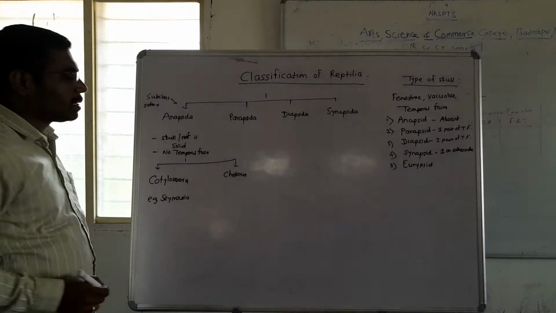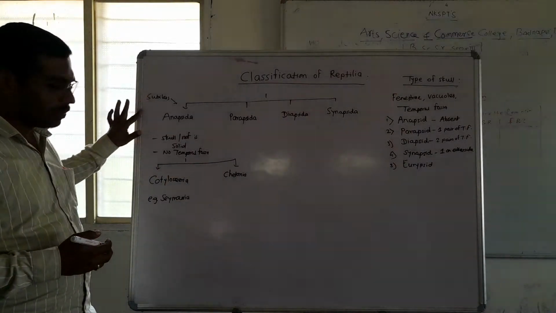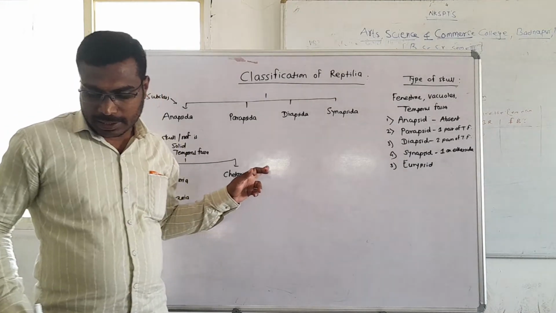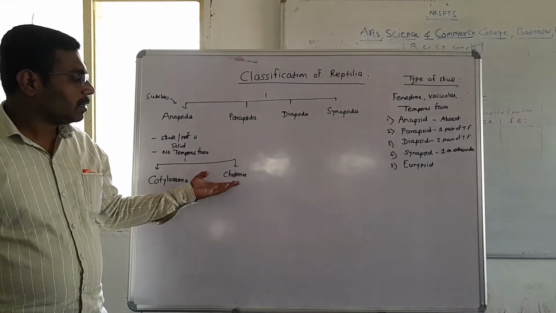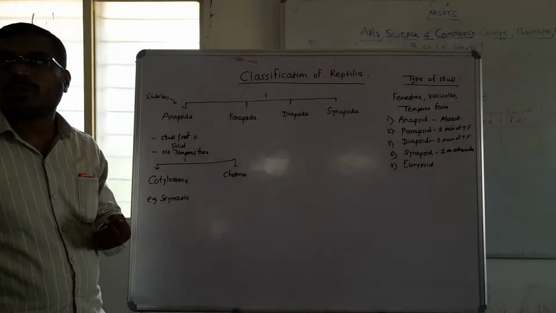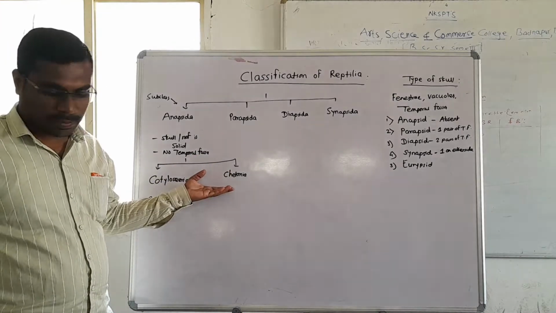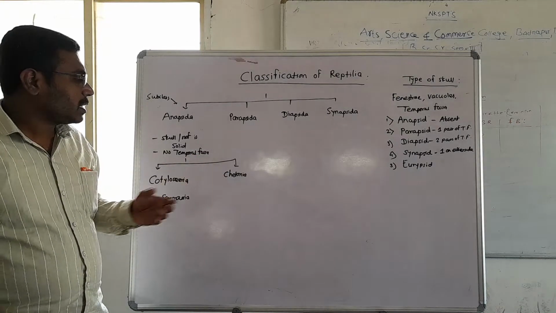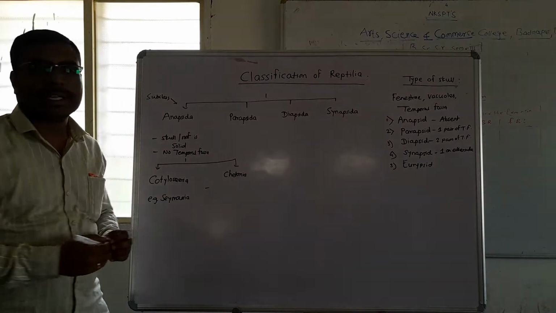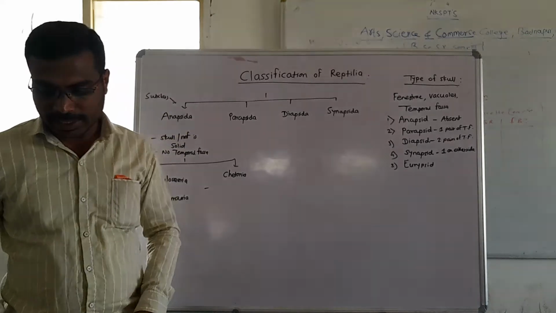Example is Seimuria. Okay, then the next order is Chelonia. Here it is the name Chelonia. It includes turtle and tortoise-like organisms. These are terrestrial or aquatic. They may be terrestrial, found on land, or they may be aquatic organisms.